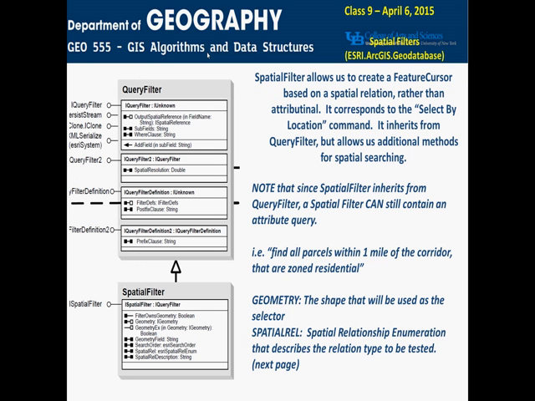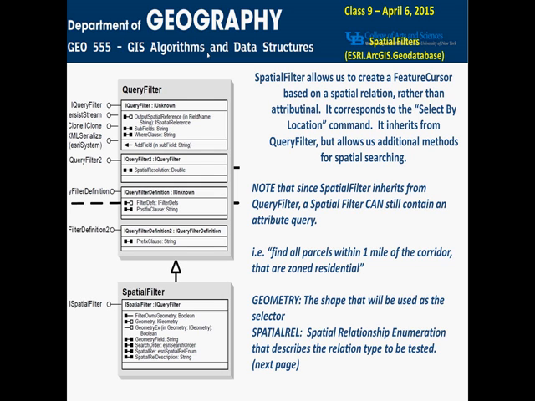The spatial filter, which I mentioned a moment ago, allows us to create a feature cursor based on a spatial relation, not attribute. It corresponds to the select by location command in ArcMap. It inherits from query filter, but has special additional properties only for spatial searching. For example, find all parcels within 1 mile. So the spatial filter has some additional options like geometry, what shape you are using to select, and spatial relationship, an enumeration that describes the relations to be tested.